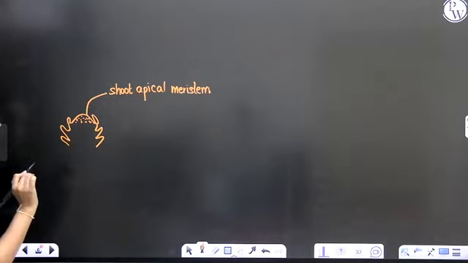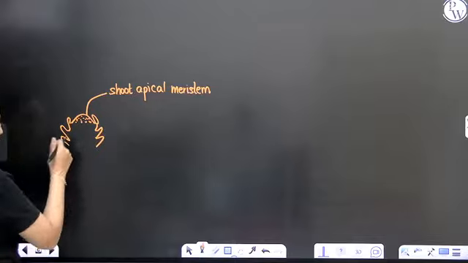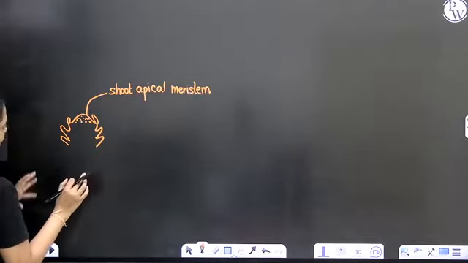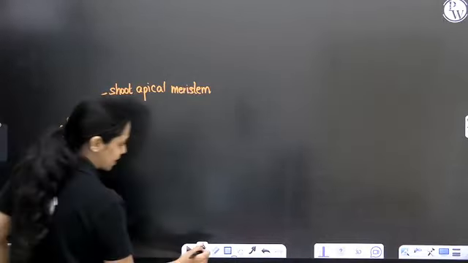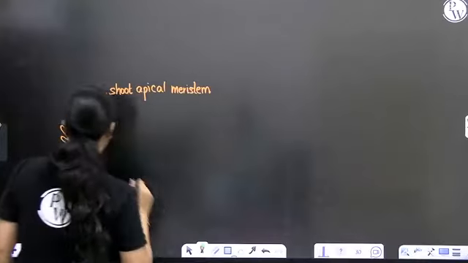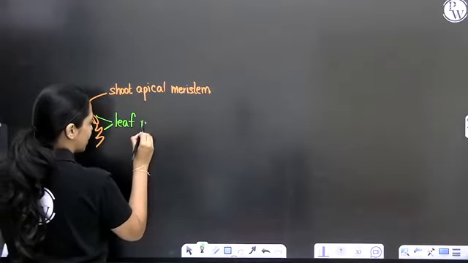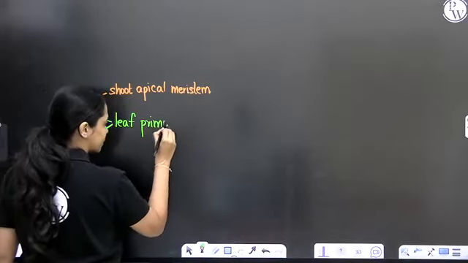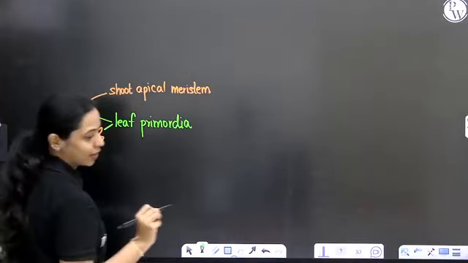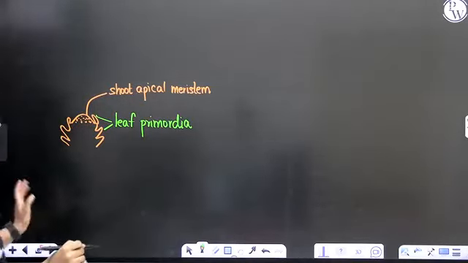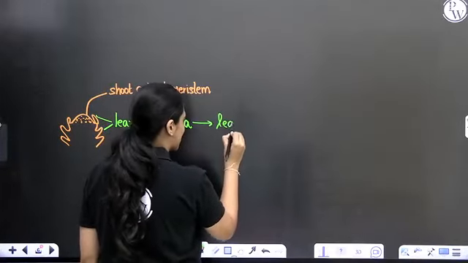Okay, now what are these projections or extensions that you're seeing from the side? It looks like a cup, it looks like a frog, but it's not a frog. But yeah, all of these extensions that are arising from the side, they are basically your leaf primordia. Primordium is singular, primordia is plural. In the future, these leaf primordia will become actual leaves.